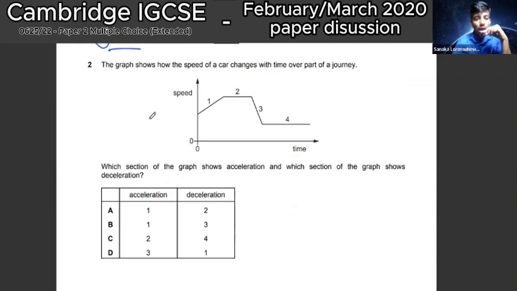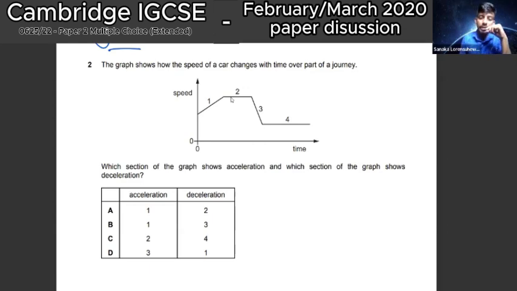The graph shows how the speed of a car changes with time over part of the journey. This is represented by the speed-time graph, showing the car's motion. What is represented by this first line? An angled line in the speed-time graph or velocity-time graph represents acceleration.